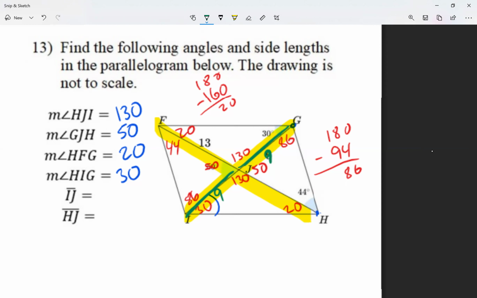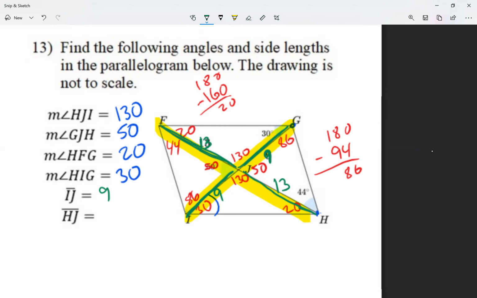Now let me take a look at my other diagonal, FH. Half of the diagonal, so here, this is 13. I see the 13 here. I'm going to say the segment JH is also 13 because one half is equal to the other half. Remember, my diagonals cut each other in half. That's what parallelograms do. So here, it's asking what's the measurement of the segment IJ? So from I, go to J. Okay, well, IJ is 9. So we're going to do 9.